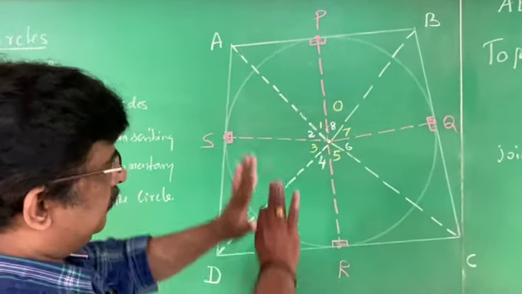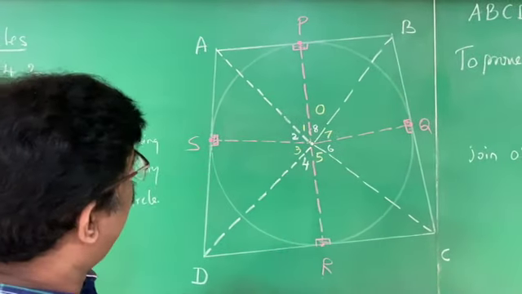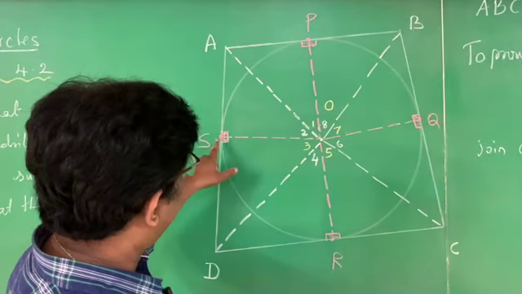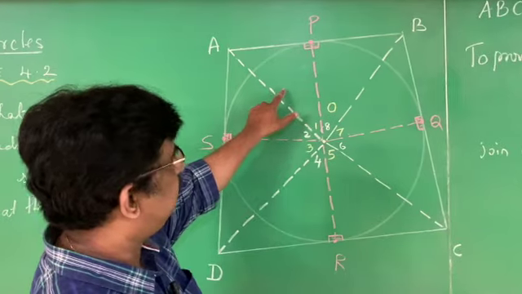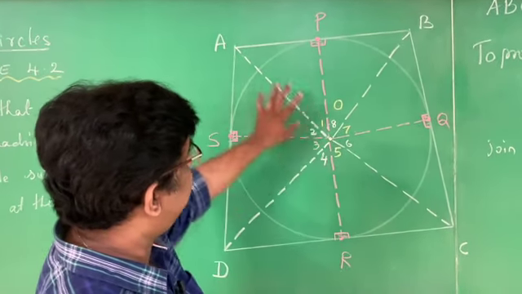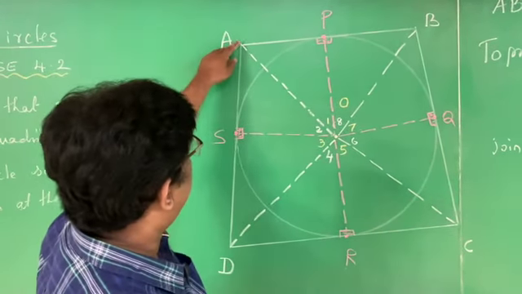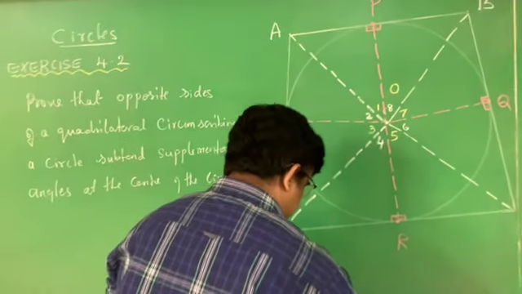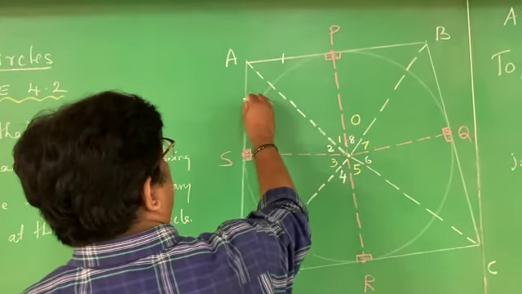First I name like this. Then I identify 2 triangles in such a manner that both triangles have a common side, that is AO. This type of problem we already solved in this exercise. Here AS is equal to AP, since tangents drawn to a circle from an external point are equal. Therefore AP is equal to AS.